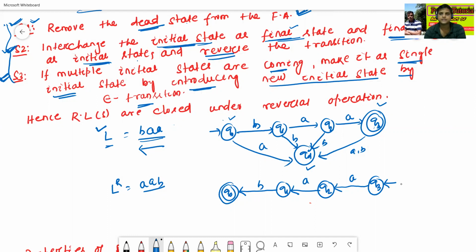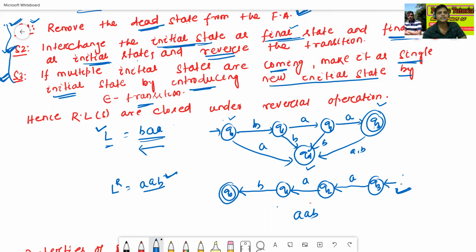So L reverse is nothing but what? A B. So this finite automata will accept the language like A B.